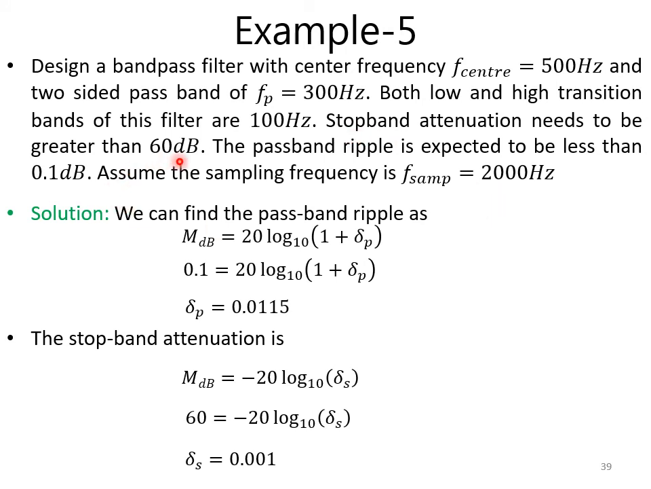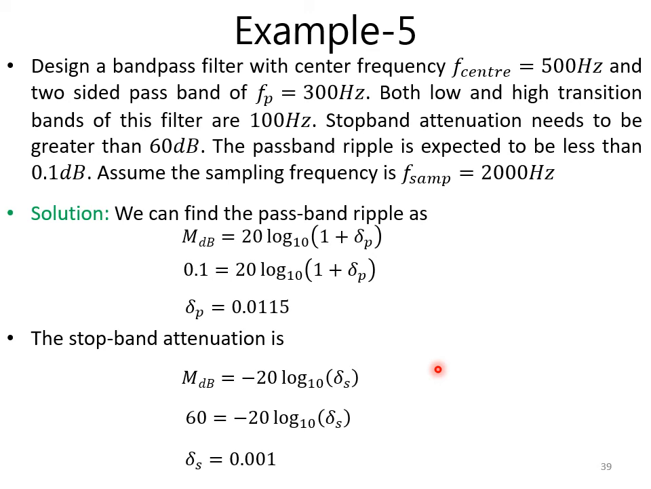The stop band attenuation needs to be greater than 60 dB. The pass band ripple is expected to be less than 0.1 decibel. Assume the sampling frequency is 2000 Hz or 2 kilohertz, right? So first we need to choose the type of window. For that we need to find the values of peak approximation error. For that you can use these equations, and the peak approximation error in the pass band is 0.01 and the peak approximation error in the stop band is 0.001.